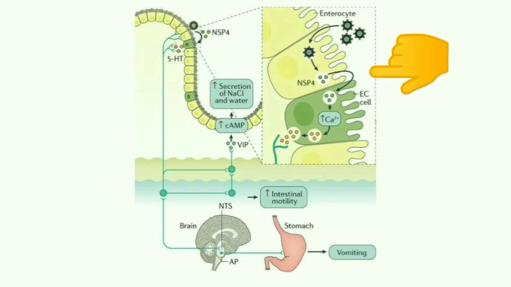Here you can see that NSP4 is secreted by the infected enterocytes and increases intracellular calcium concentration in neighboring enterochromaffin cells, causing serotonin release and subsequent activation of the enteric nervous system. The activated enteric nervous system increases chloride ion secretion and gastrointestinal motility, leading to diarrhea. It also stimulates the vomiting center, leading to vomiting.